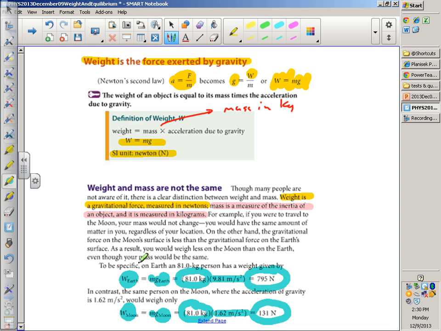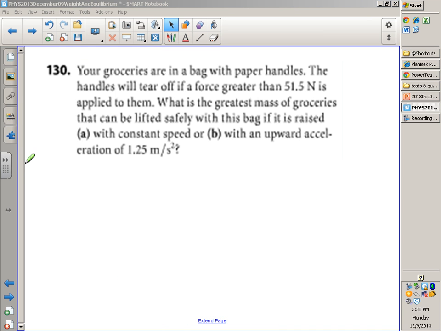All right. It's down there at the bottom of the page. There is a situation that you may or may not be familiar with. It says, your groceries are in a bag with paper handles. The handles will tear off if a force greater than 51.5 newtons is applied to them. What is the greatest mass of groceries that can be lifted safely with this bag in two situations?